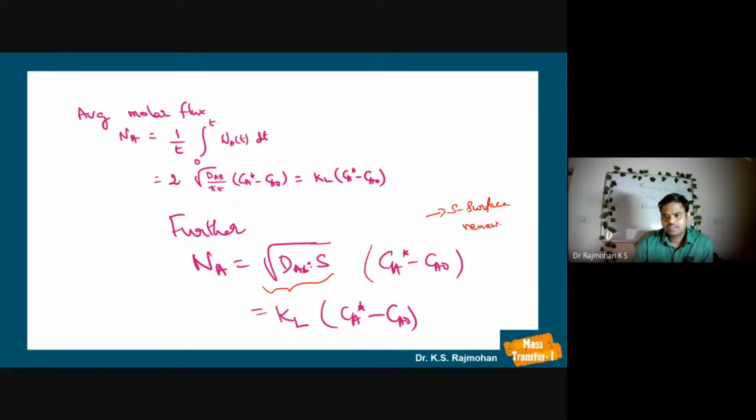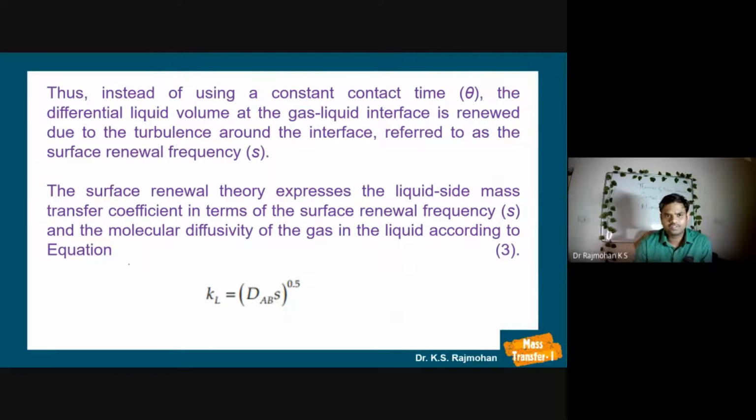Surface renewal rate. That's what is important for us. So we should know that KL is equal to square root of DAB into S, where S is the surface renewal rate. So that is sufficient for us. KL equal to DAB into S power 0.5. So again, according to this theory, n equals 0.5. So n equals 1 for two film theory, n equals 0.5 for penetration theory, and for surface renewal theory, again n equals 0.5.